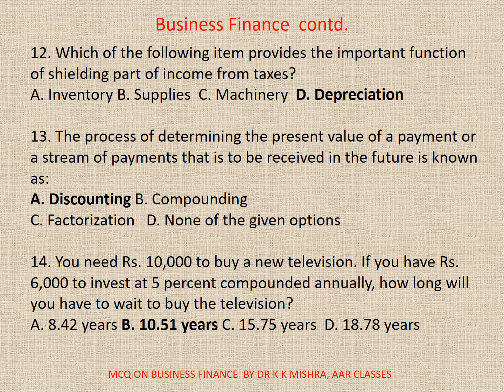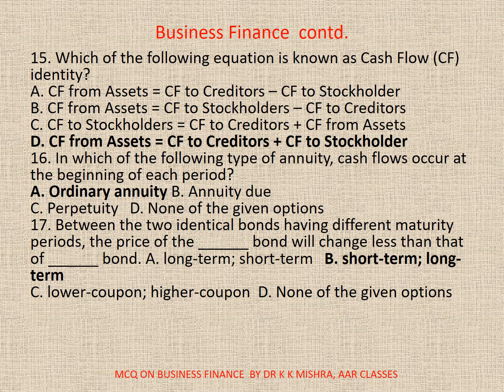Now question number 15. Which of the following equation is known as cash flow or CF identity? Here correct option is D. CF from assets is equal to CF to creditors plus CF to stockholders. It's accounting equation actually. Assets is equal to liability plus equity.